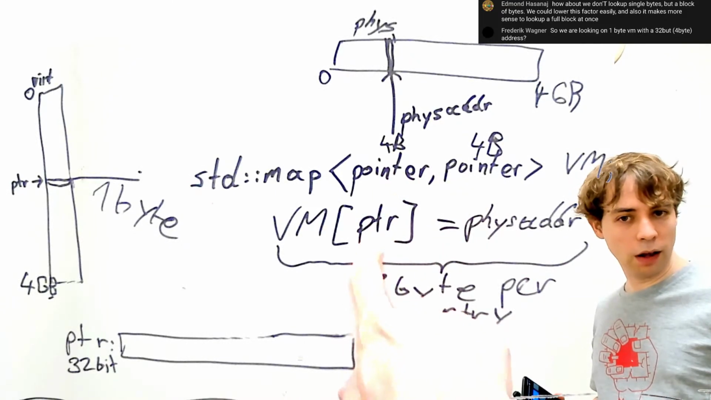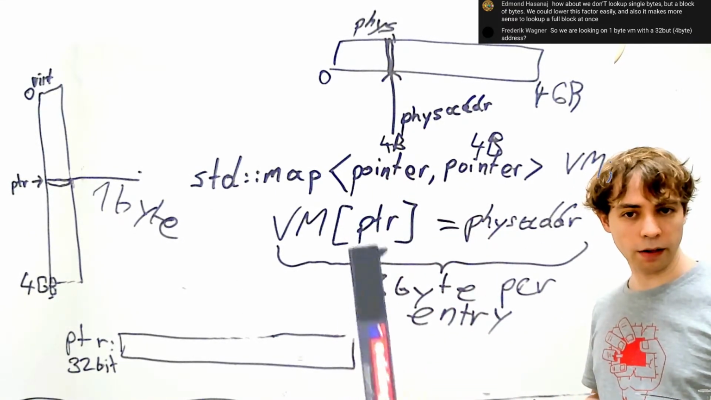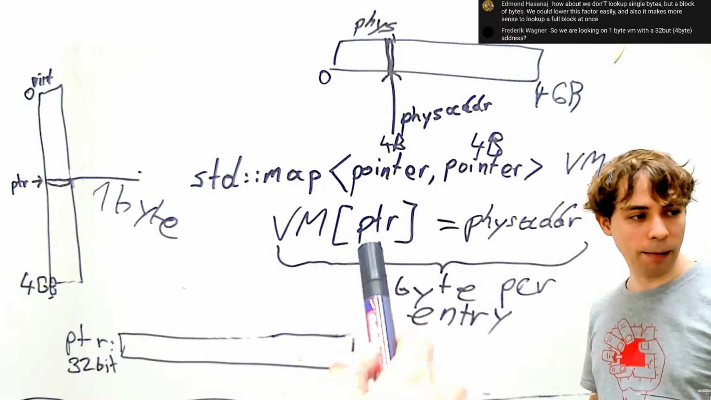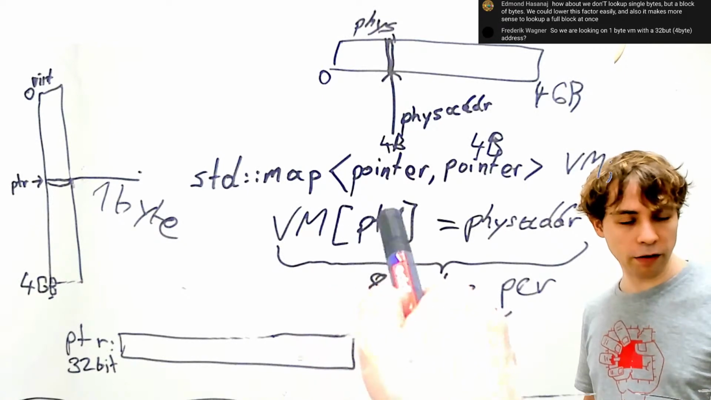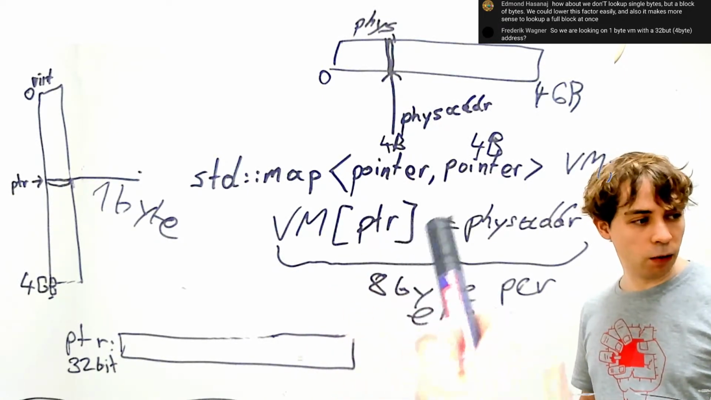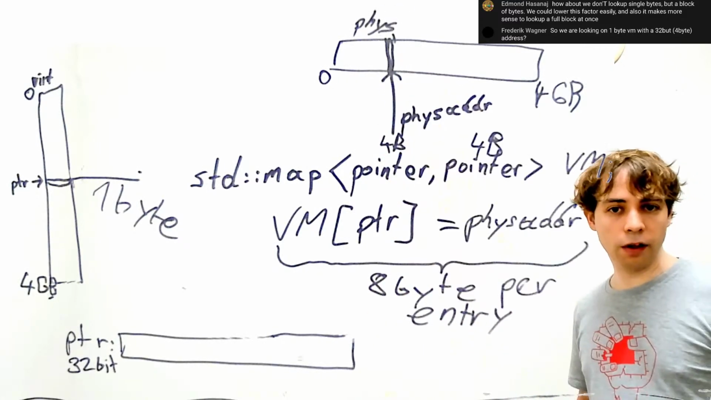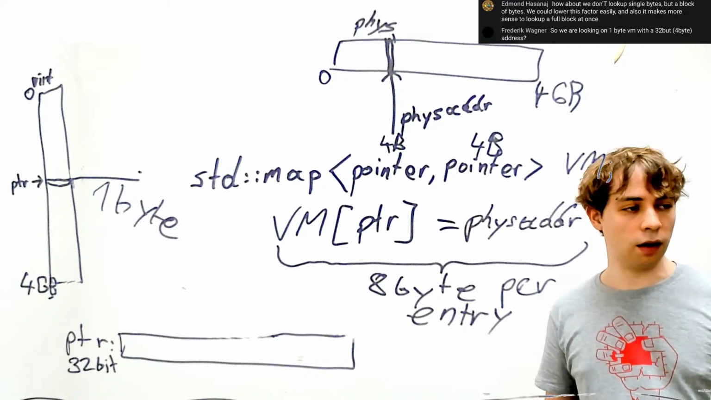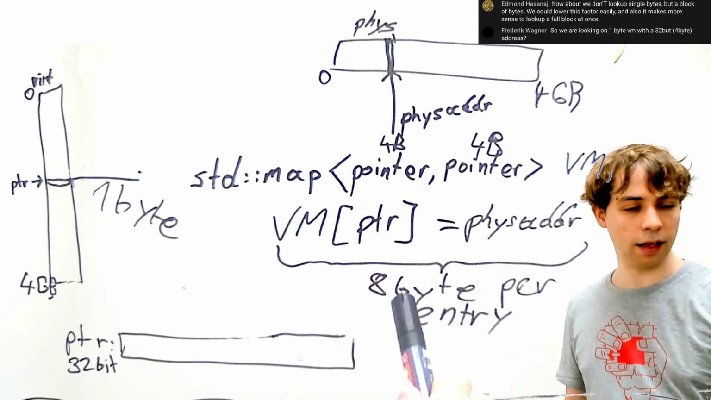So this pointer here has 4 bytes. I want to search in this map for this 4 byte value. So the map has to store these 4 byte values, and for each of these 4 byte values, it has to store a 4 byte value that I then use to look up in the physical memory to get the data from the physical memory. So it's 4 bytes plus 4 bytes, that's 8 bytes.